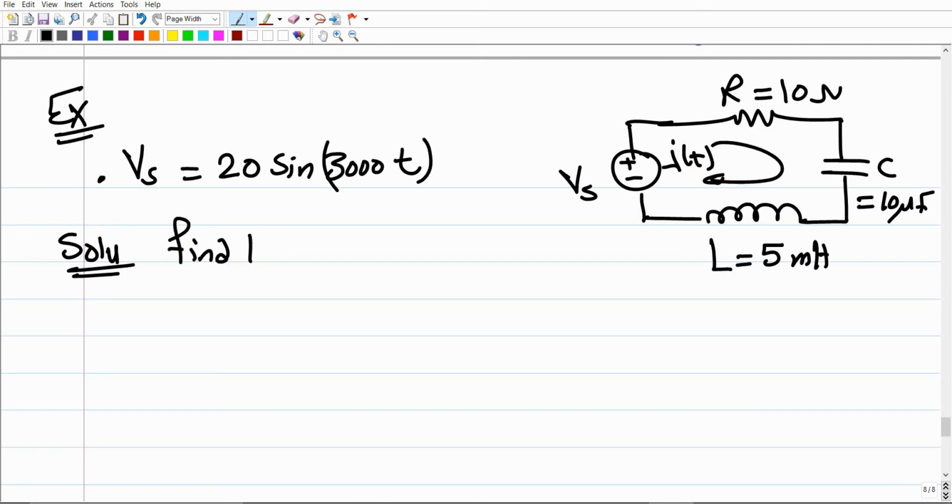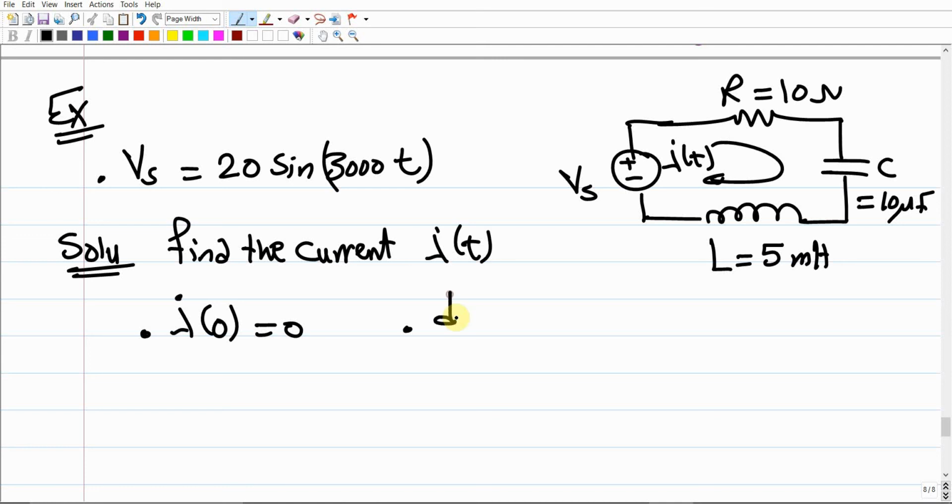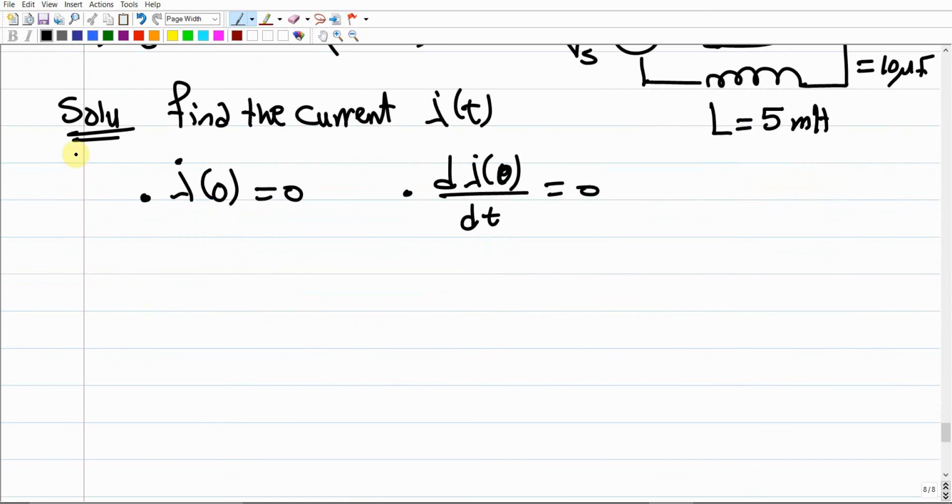Find the current I of t for some initial conditions, given as I of 0 equals 0. This is the initial condition. Anything provided at t equals 0 refers to the initial condition, and it is also given that di of 0 by dt equals 0. So these are the two initial conditions provided for the current. And again, the requirement is to find the current function.